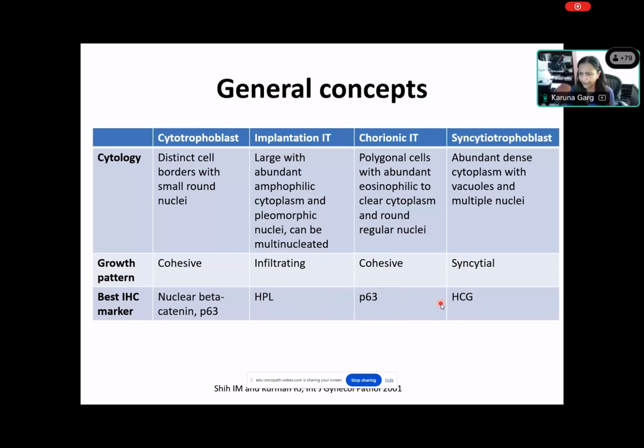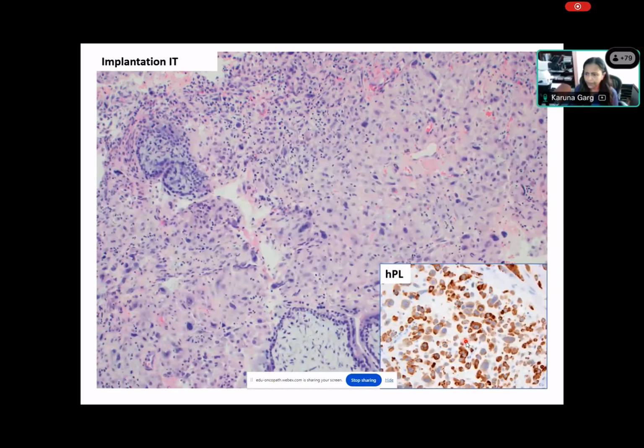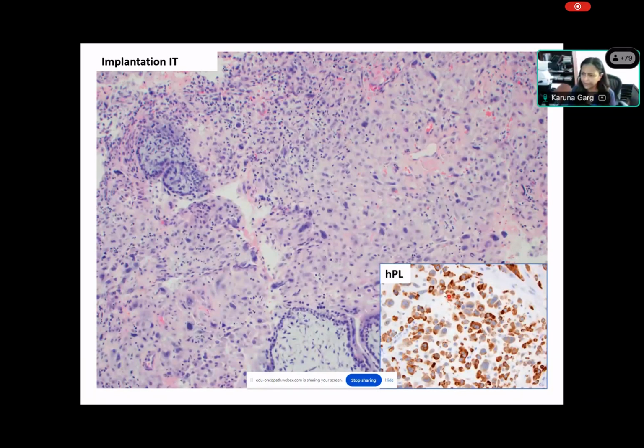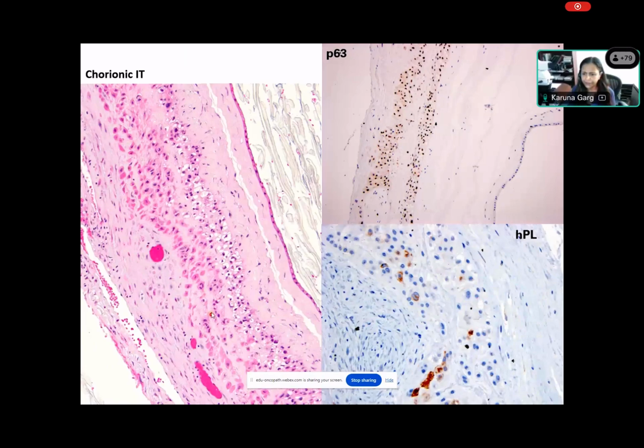And this becomes important when you're talking about the different neoplasms that arise from these two types of intermediate trophoblasts. Syncytial trophoblasts will, of course, be positive for HCG. So this is what implantation site intermediate trophoblasts look like. So when you get a products of conception type of case and you see the implantation site, those are the intermediate trophoblasts that will stain, and these are the ones that will stain for HPL. These are the chorionic type intermediate trophoblasts that lie within the chorion laeve, and these will be positive for P63. If you did an HPL, there would be some staining, but it would not be diffuse.